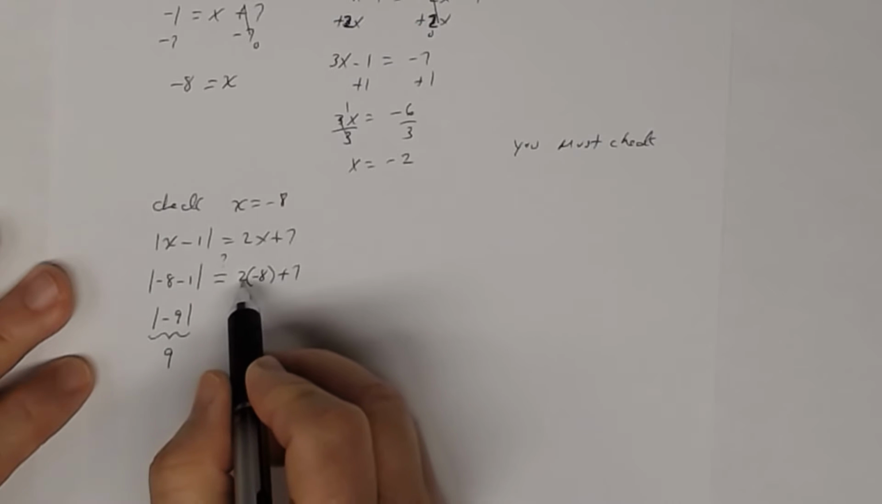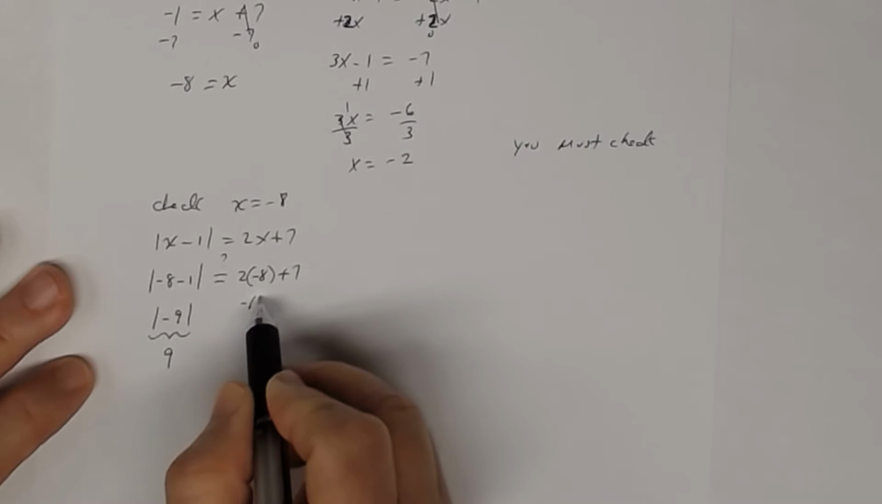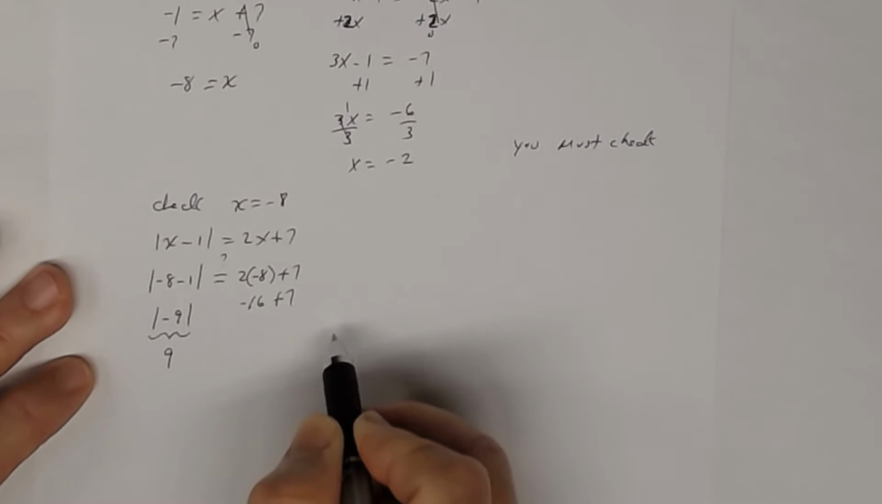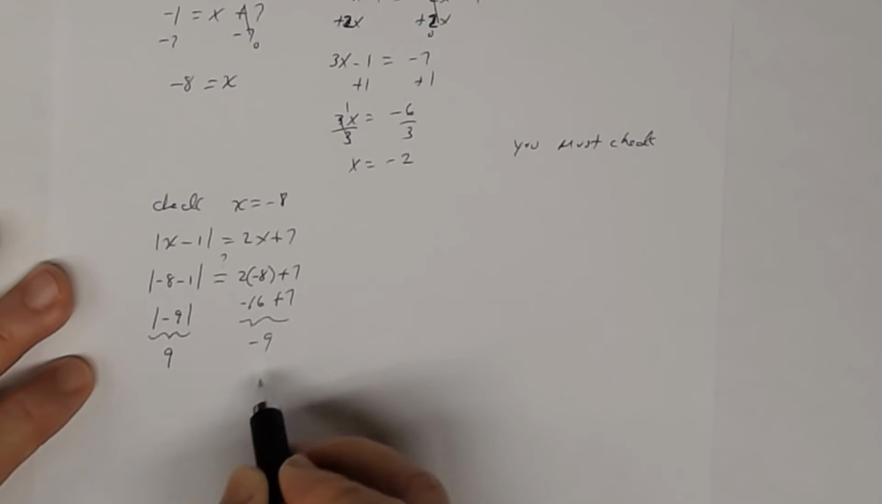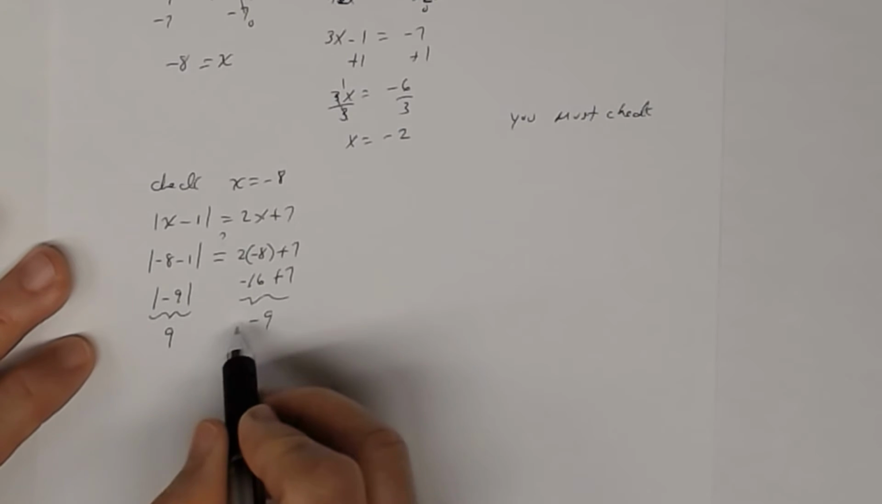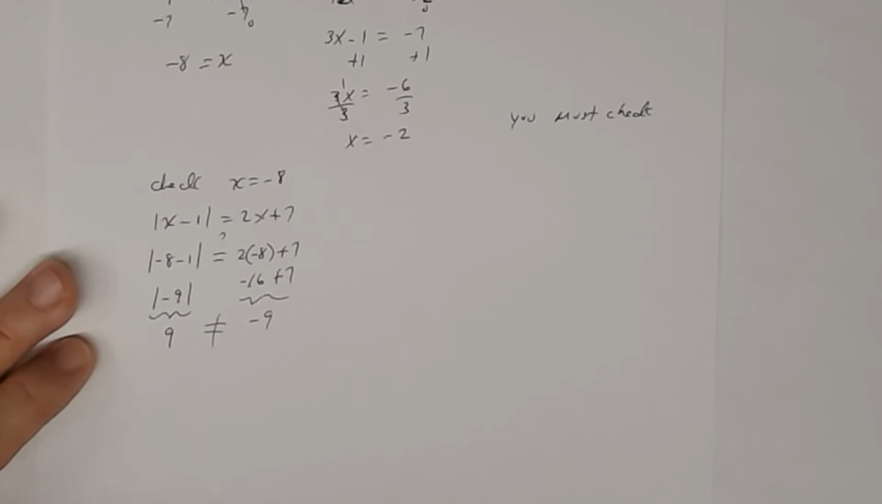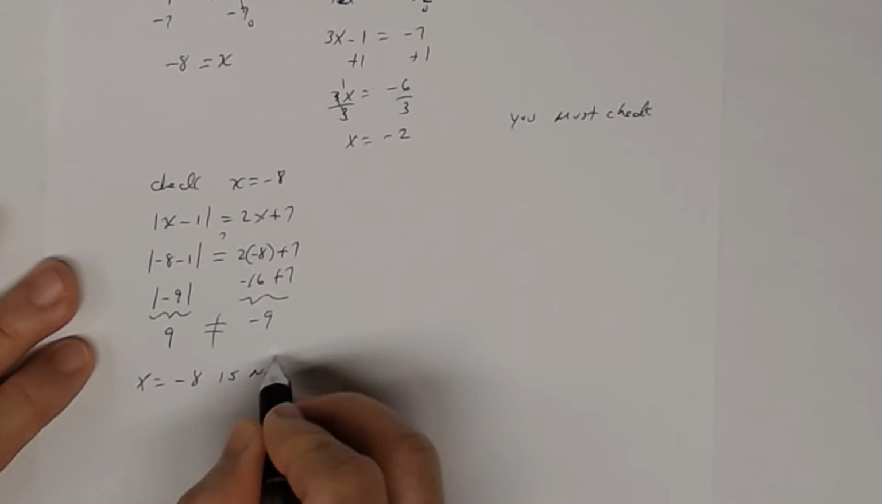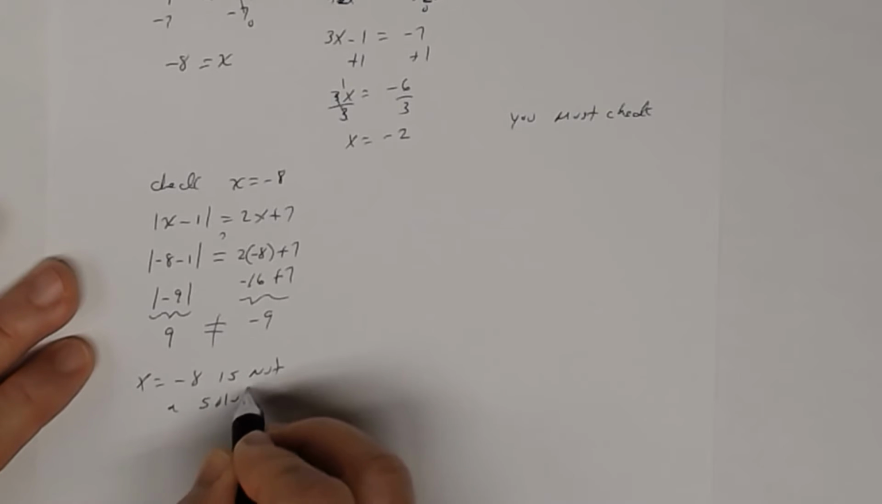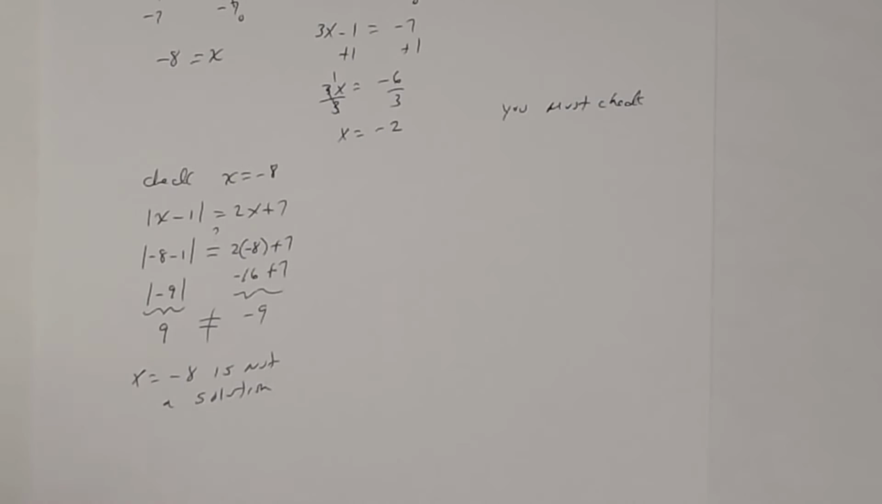On this side, I have 2 times negative 8, which is a negative 16, and then I'm adding 7. And a negative 16 plus 7, that is a negative 9. And notice a 9 does not equal negative 9. So x equal negative 8 is not a solution.